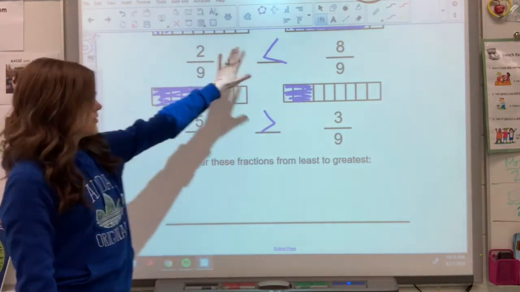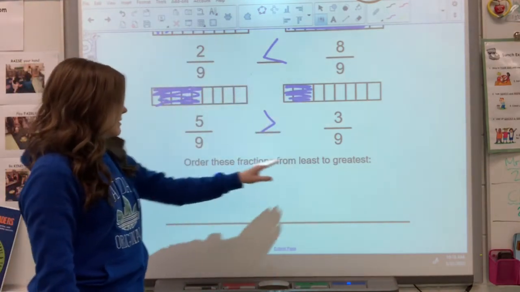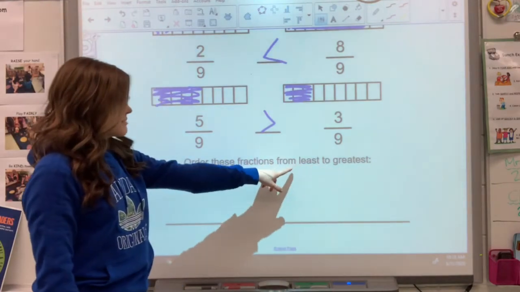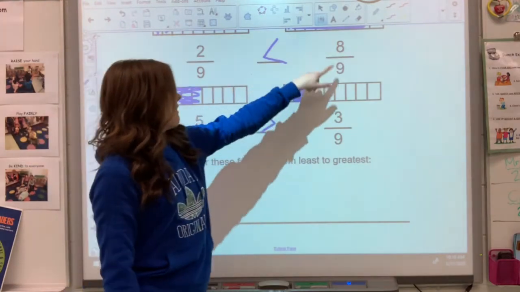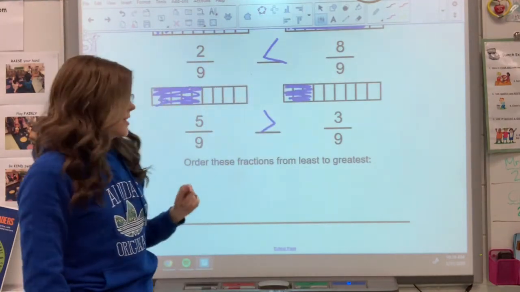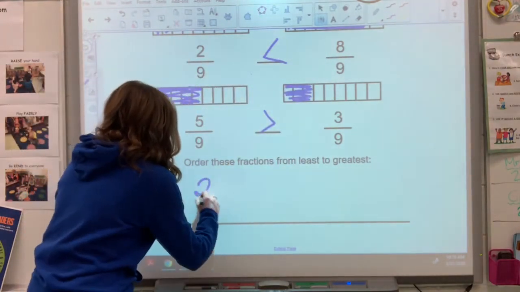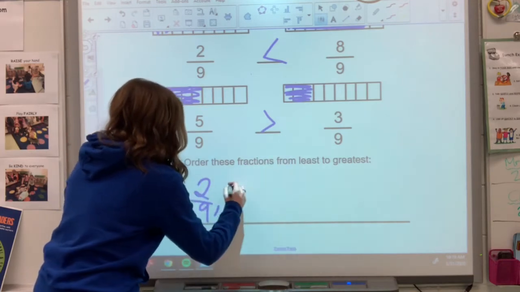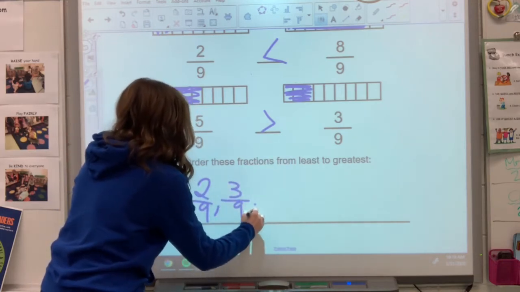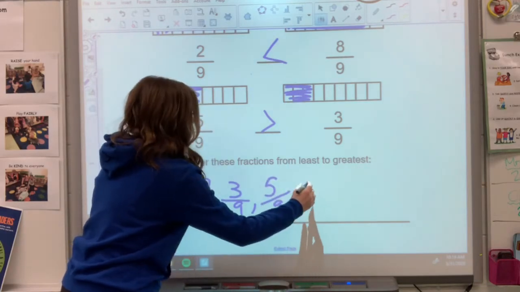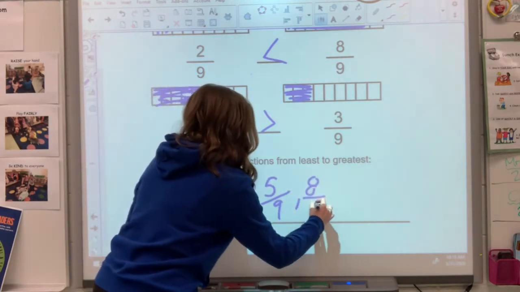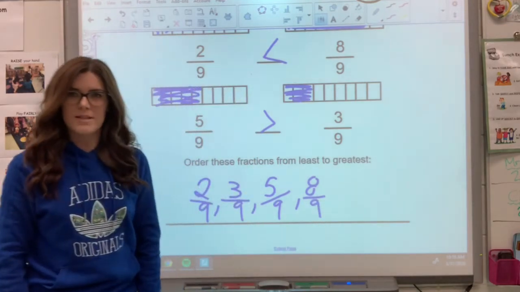Now I need to order these four fractions from least to greatest. So again, from the smallest all the way to the biggest. Since the denominators are all the same, all I have to do is look at the top number, the numerator. So 2/9 is the smallest. And then we have 3/9. And then we have 5/9. Oh, a little crooked. And then we have 8/9, from least to greatest.